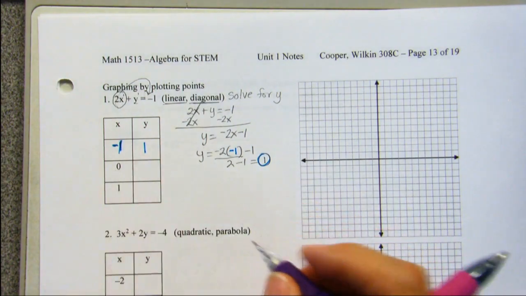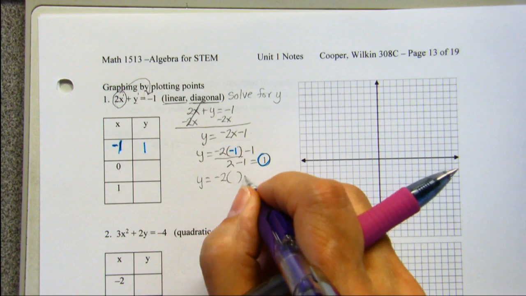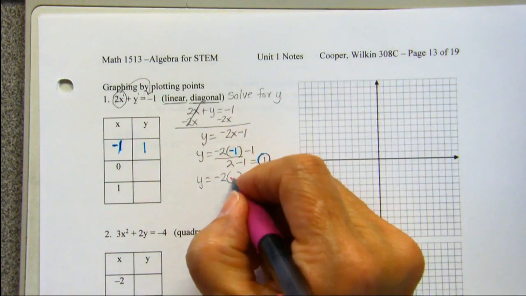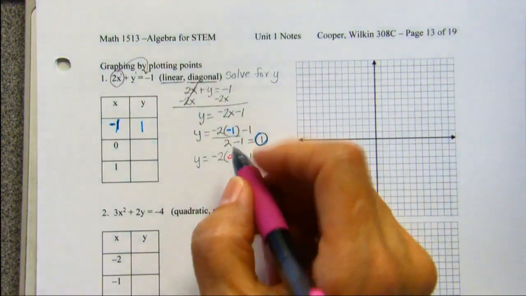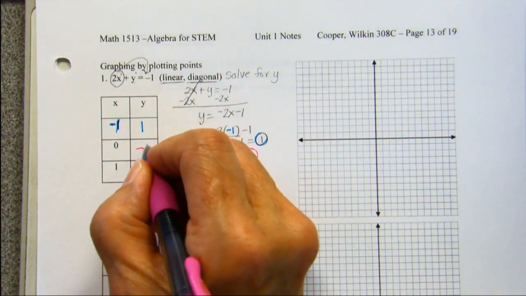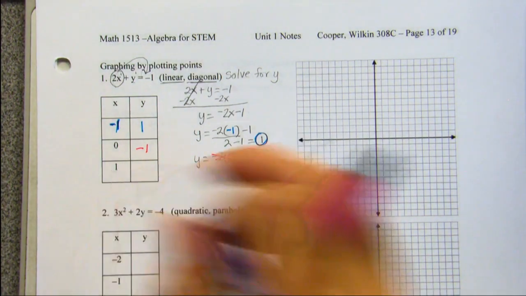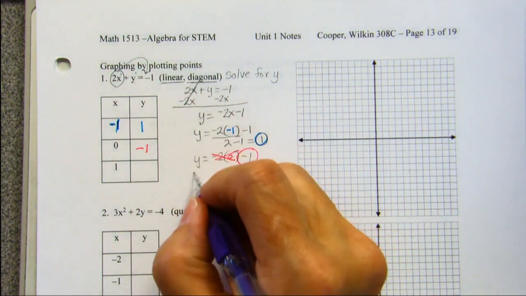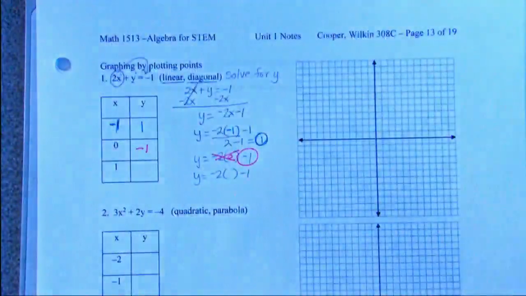Then I'm going to plug in a 0. Y equals negative 2 times 0 minus 1. Negative 2 times 0 is gone. You're left with negative 1. And then I'll plug in a positive 1. Y equals negative 2 times x minus 1.